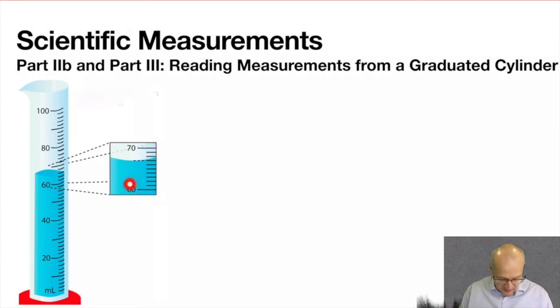This is 60 milliliters. That's 70 milliliters. So the big tick marks represent 10 milliliters. The small ones represent 1 milliliter. So this is 61, 62, 63, and so on. So it appears that this volume is 61, 62, 63, 64, 65, 66, 67.